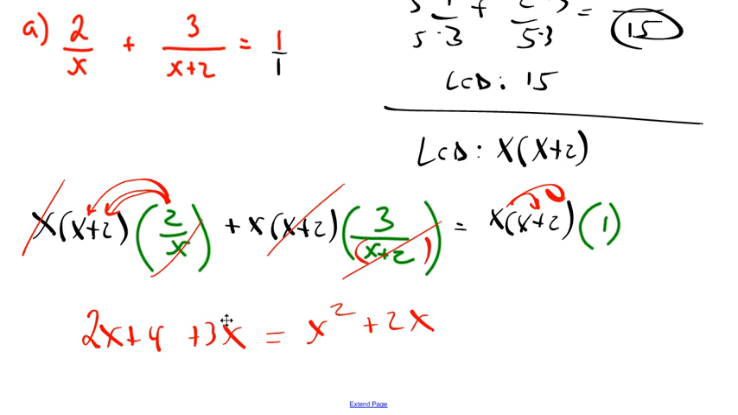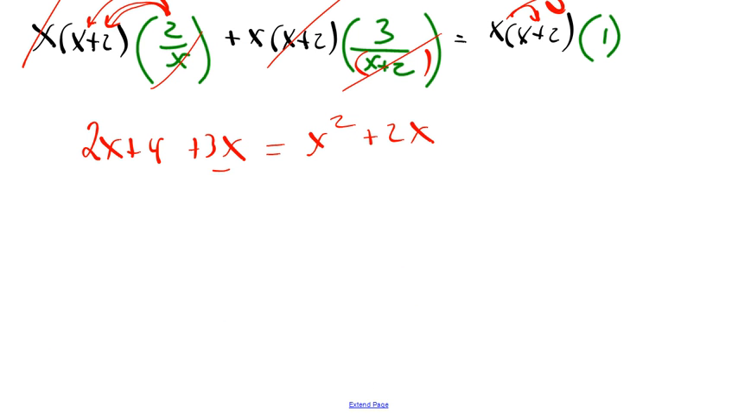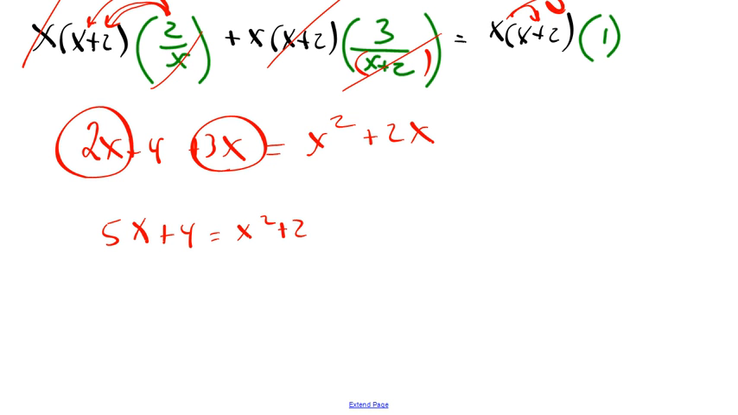So I'm going to move everything to the right side. And the reason why I'm choosing to move everything to the right is because I want to have my leading coefficient to be positive. I don't want to move this over here and have a negative x squared, all right? So let's first combine these guys together. And I get 5x plus 4 equals x squared plus 2x.